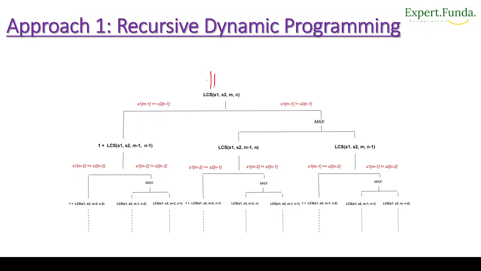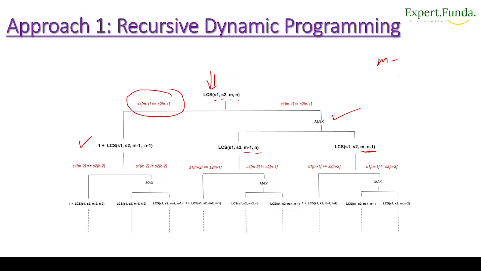So we have LCS, in which we are passing the strings s1 and s2 and m and n as the indexes. If the last character is matching, you just have to do 1 plus LCS of m minus 1, n minus 1. And if it is not matching, we have to find the max between m minus 1, n and m, n minus 1. As you can see, only these two things we have to take care of.